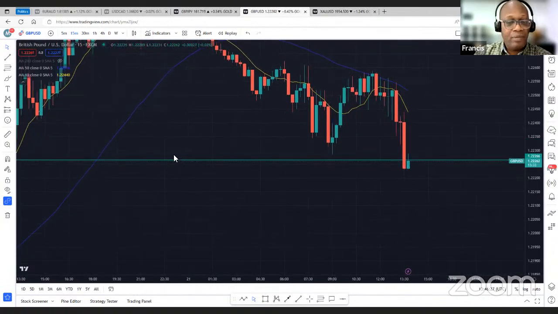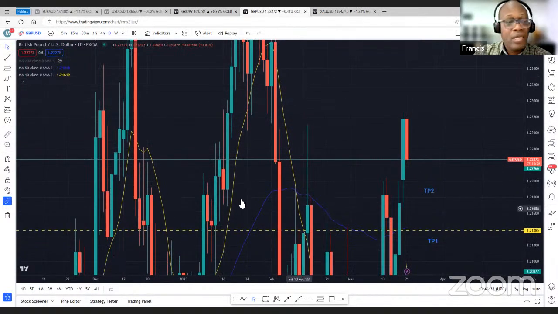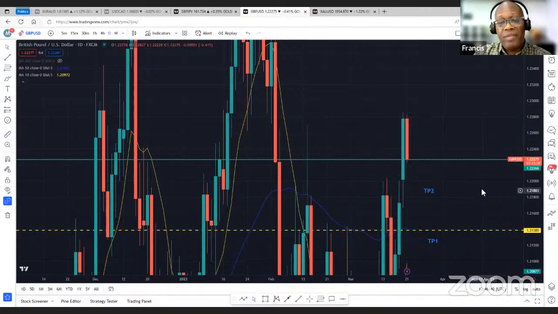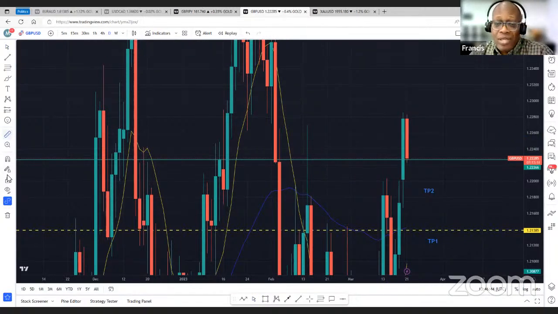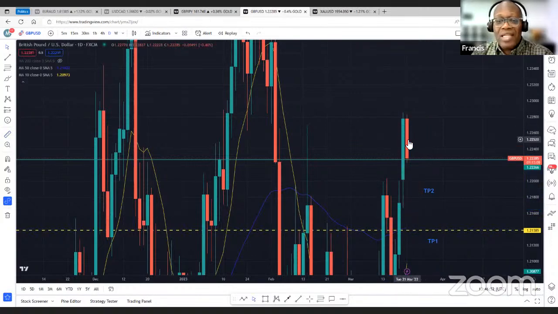Let's see how many pips it has done for the day anyway. Let's go to the daily time frame. Okay, it's done 50-something pips. That's fine. We know pound USD usually gives close to a 100 pip move in a day. Yesterday it gave 116. So that means this still has some pips to deliver today to us.